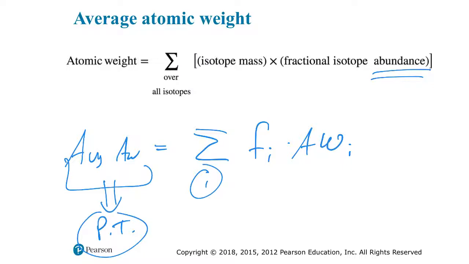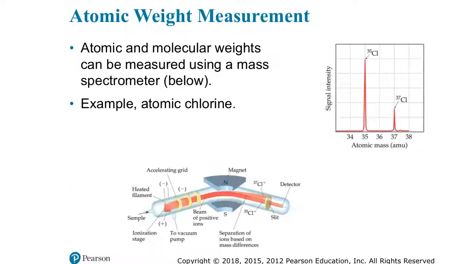So when you look at a particular element, you might say, okay, on Earth, what percent is carbon-12, what percent is carbon-13, what are their individual atomic weights, and then we could work out the average atomic weight you might want to list for that particular element.